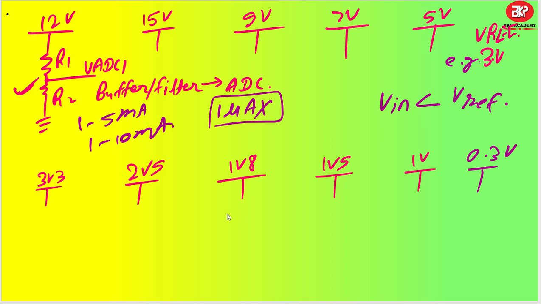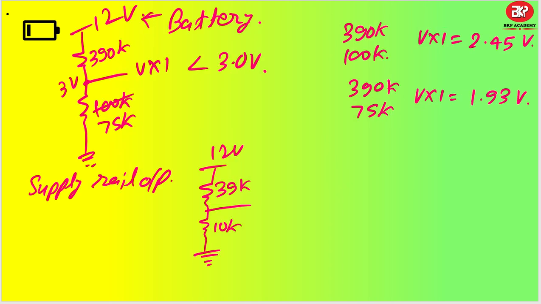Let me give you an example so that you can have a better understanding. Let us say you have to monitor a battery voltage. The battery voltage is connected to a two resistor divider, R1 and R2. There will be a voltage Vx1 here, which must be lesser than 3 volt, that you have to consider. This 3 volt is nothing but your V reference.